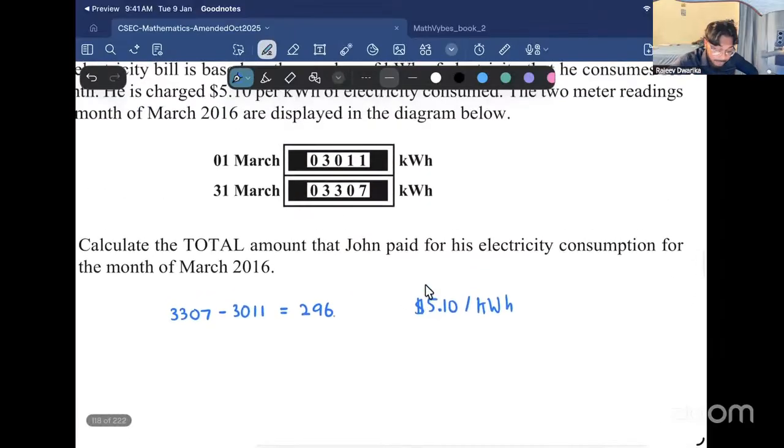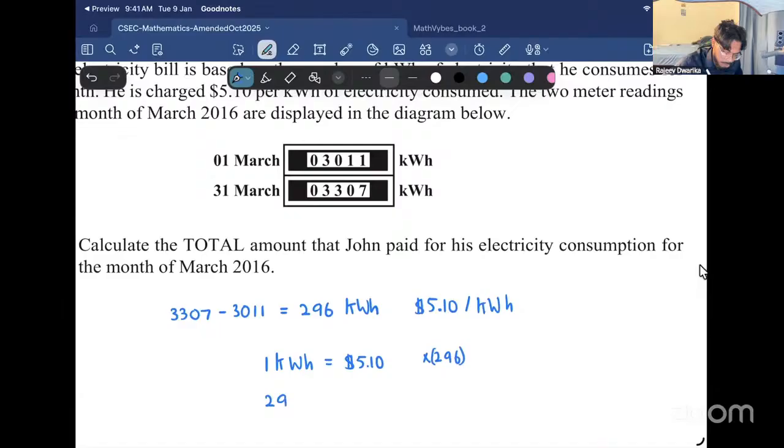And if John used 296 kilowatt hours of electricity, how would I calculate the cost? You have to multiply that by 5.1. Good, because we know that if he uses 1 kilowatt hour, he has to pay $5.10. But he's using 296, so we have to multiply both sides by 296. You're going to multiply $5.10 by 296.